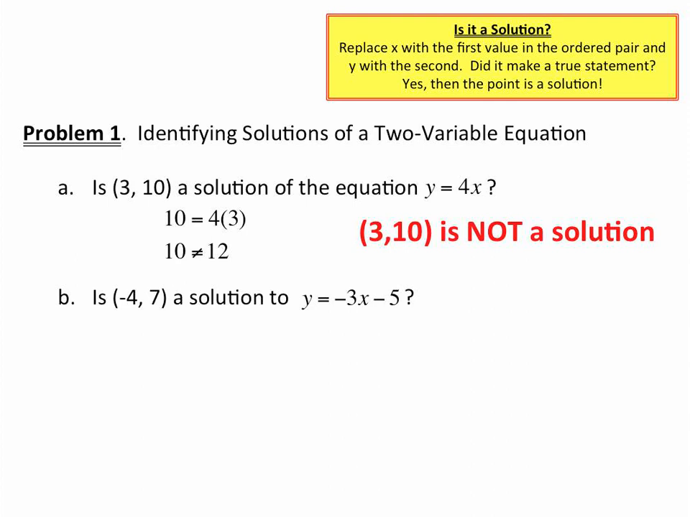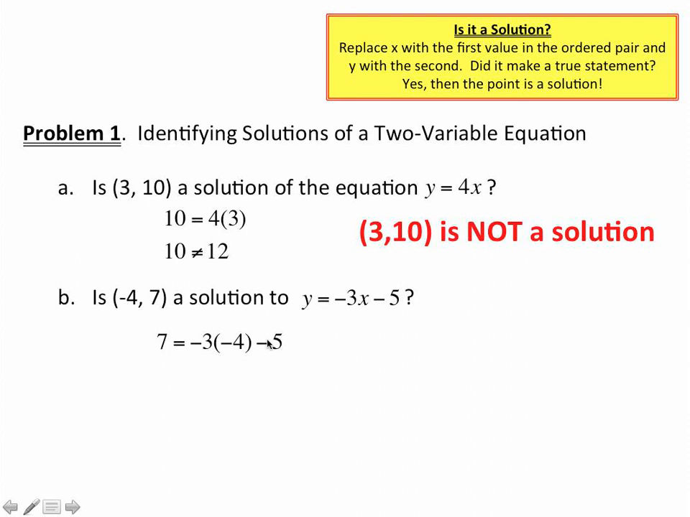Is (-4, 7) a solution to y equals negative 3x minus 5? So remember, the first coordinate is always the x. The second one is always the y. So I take the negative 4, plug it in for x, take the 7, plug it in for y, try to see if I made a true statement.